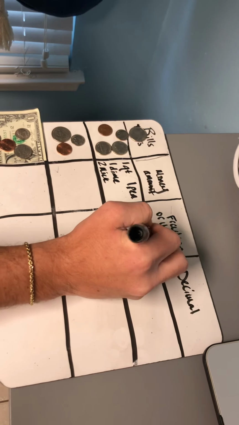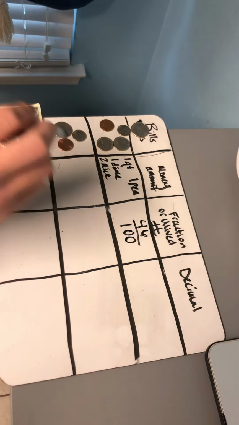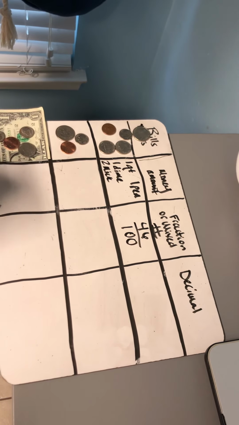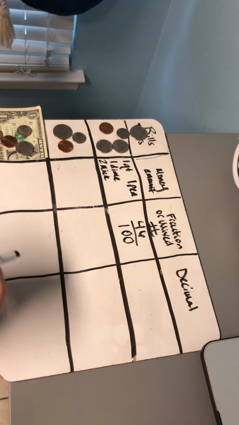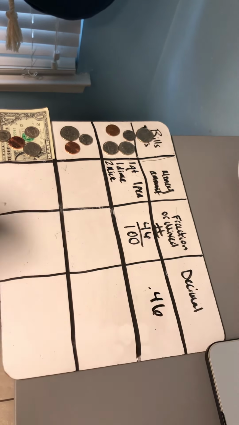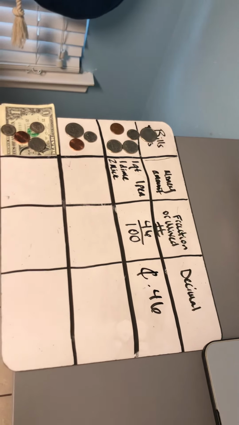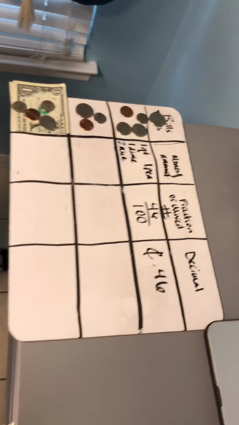So now we are at 46 cents. Our fraction will be 46 over 100, because there are 100 cents that equal $1. So for this decimal, it is going to be 0.46. And that is our cents. Let's go ahead and practice again.